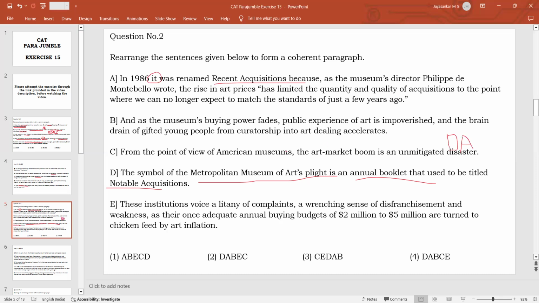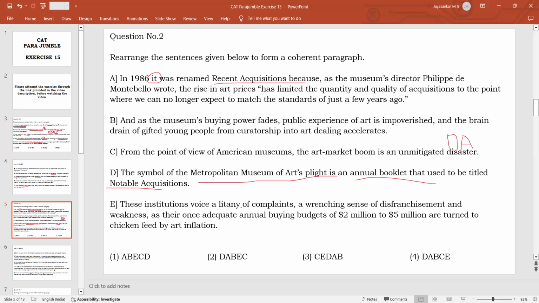Now, from the point of view of American museums, the art market boom is an unmitigated disaster. It means that when we talk from the perspective of American museums, the boom that is happening in the art market is a big disaster for them. So this could either be a good opening sentence or a closing sentence, because we are talking about how art museums are affected by the inflation in the art market. So we don't know whether it can be an opening sentence or a closing sentence. It can be either. So keep it in your mind.